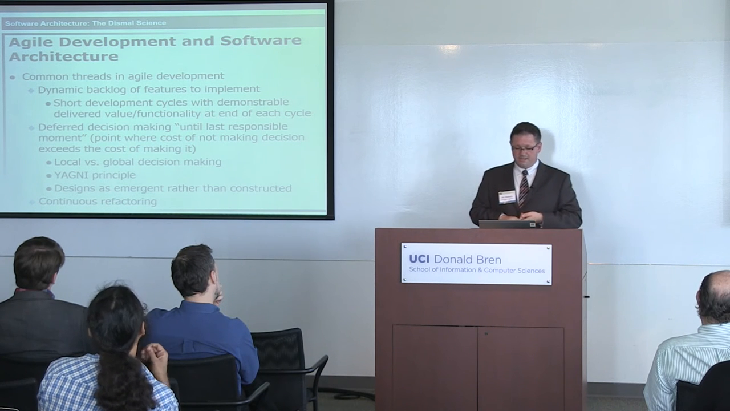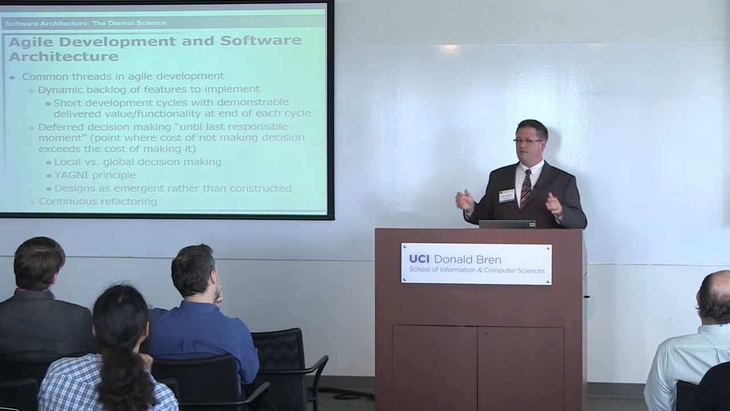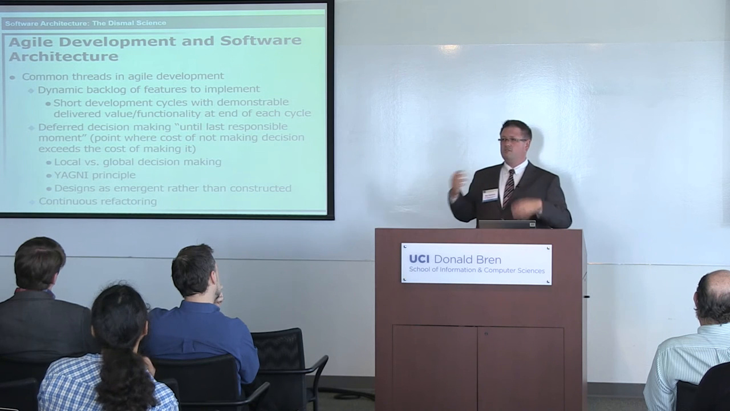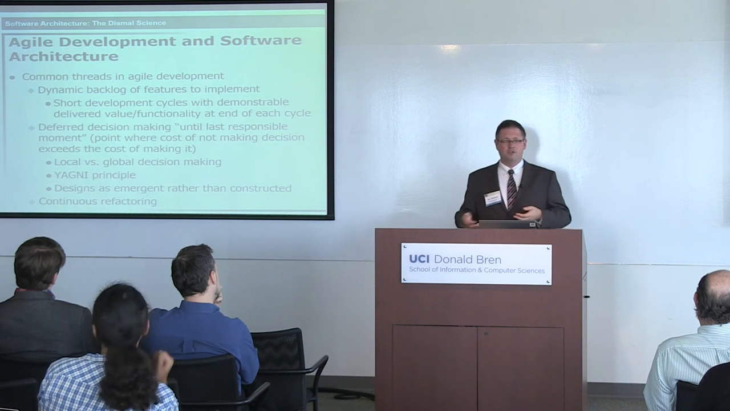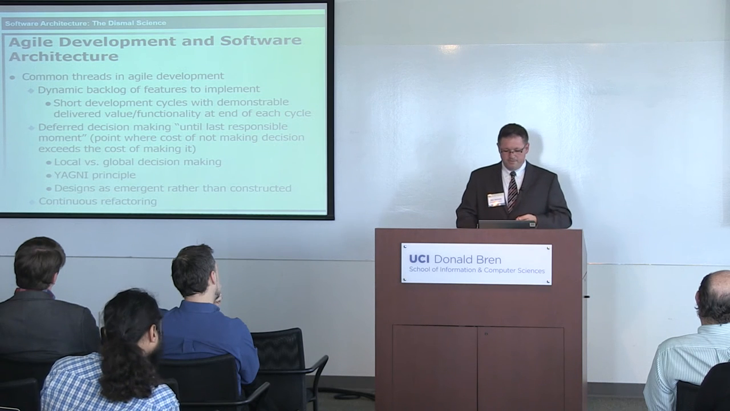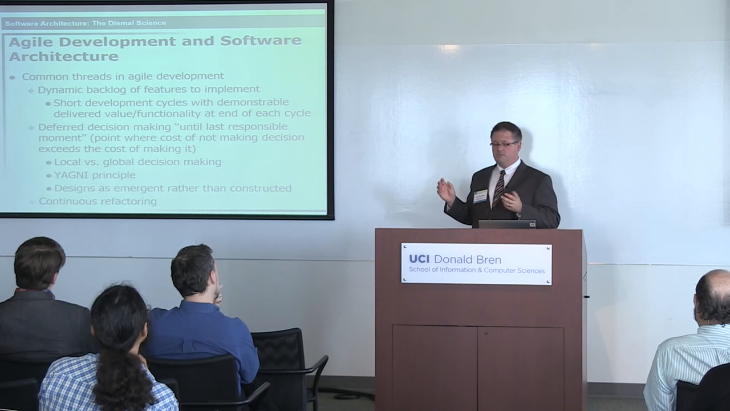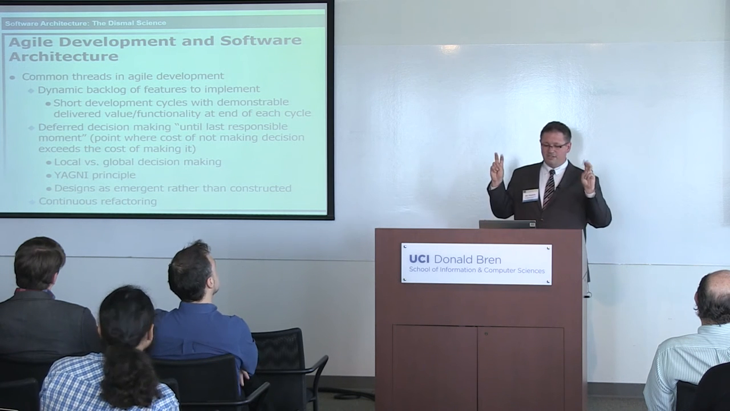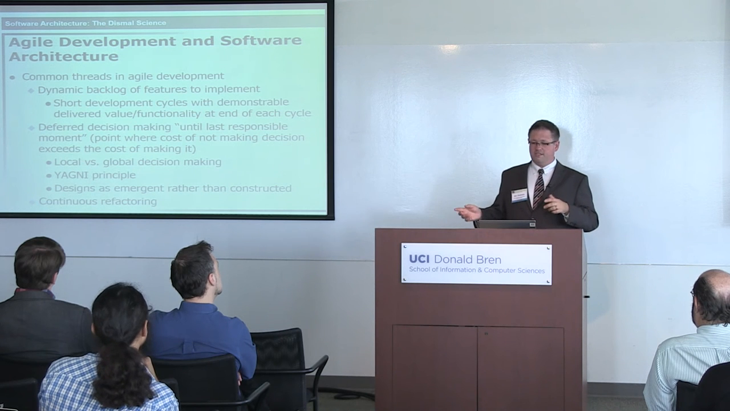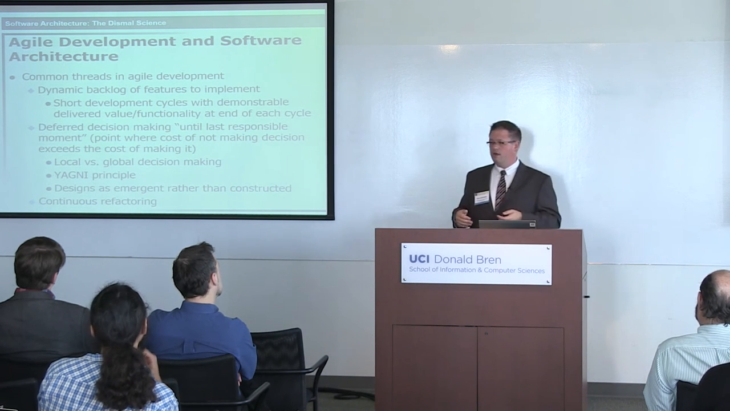Dynamic iterative development cycles, and every time you finish a cycle, you've delivered some demonstrable functionality, which is a good thing because we're constantly showing progress. We're not just building frameworks for framework's sake here. We have to be delivering functionality, and that's one of the value propositions of Agile. But the interesting one is this one, I think, which is that you are supposed to defer decision making until the last responsible moment, and that is defined as the point at which the cost of not making the decision exceeds the cost of making it, whether you got it wrong or not.